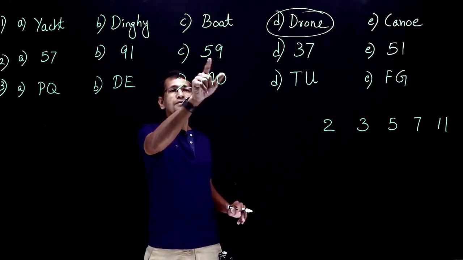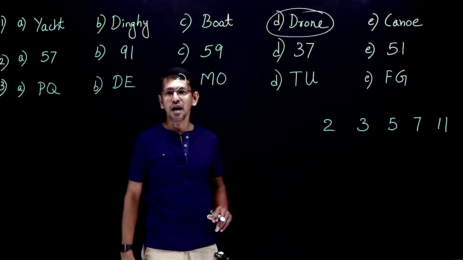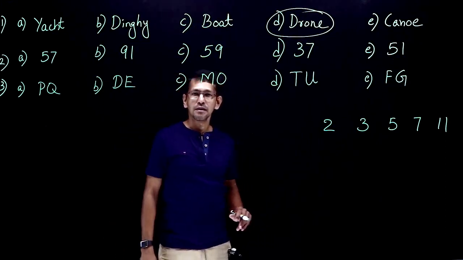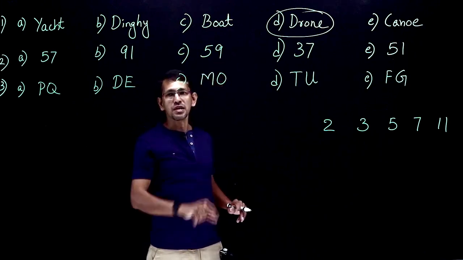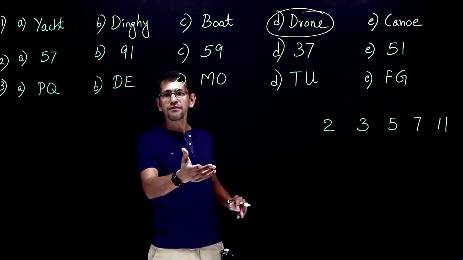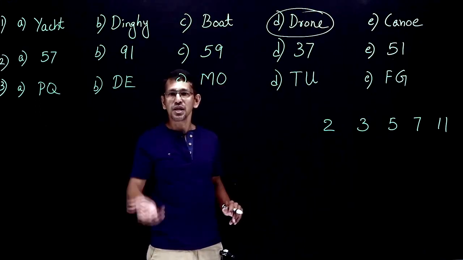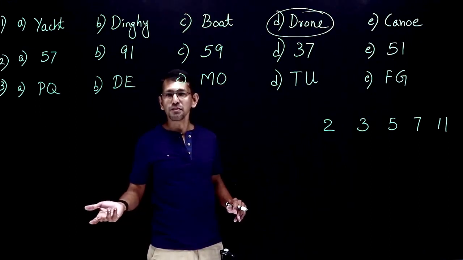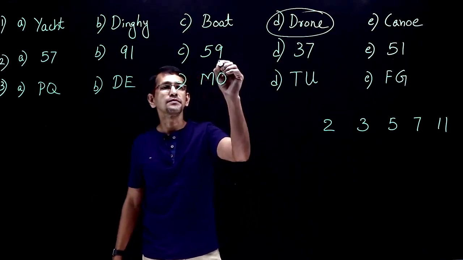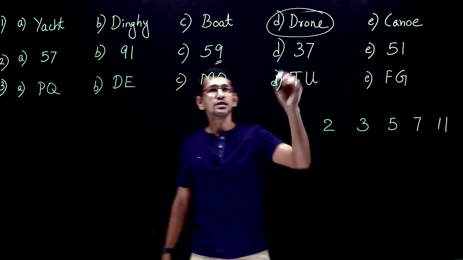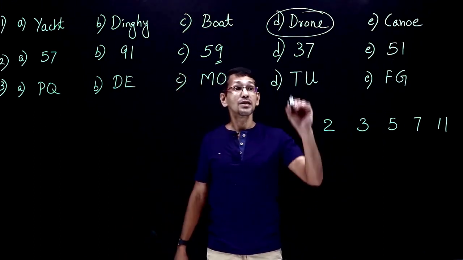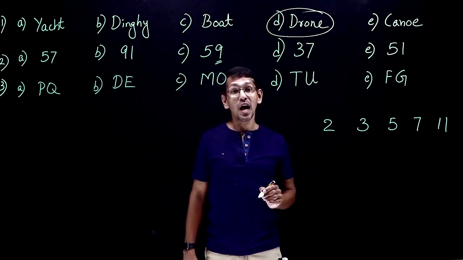59, do we have any factors for 59 other than 1 and 59? Any other factor? Can you divide 59 with 3? With 4? With 5? With 6? With 7? Is it possible? Not at all. So 59 is a prime number. How about 37? 37? Again, that's a prime number as well.